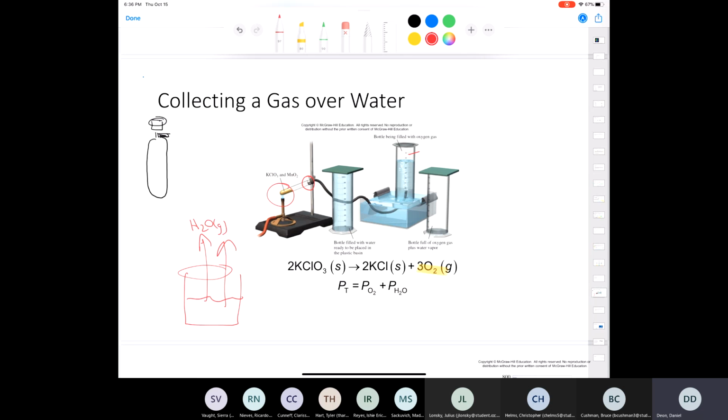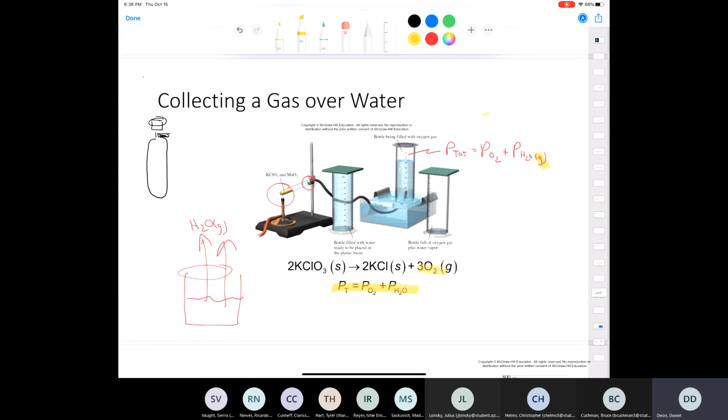And so the total pressure of what's in there, yes, it's mostly oxygen gas, okay? But there's also going to be a little bit of pressure from the water vapor, okay? So that's why I made sure to put the letter G here, okay? So the total pressure inside there is not just from the pressure of the oxygen, it's also from the pressure of the water.